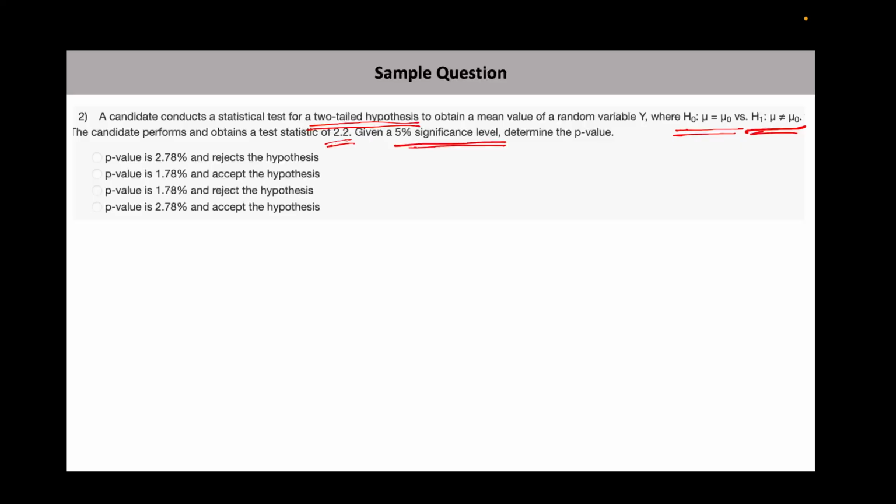Your options are given below: the p value is 2.78% so you reject the hypothesis; the p value is 1.78% and you accept the hypothesis; the p value is 1.78% and reject the hypothesis; and the p value is 2.78% and accept the hypothesis. So let's take 2 minutes and try solving this question. I will write whatever the values are given so it becomes easier.